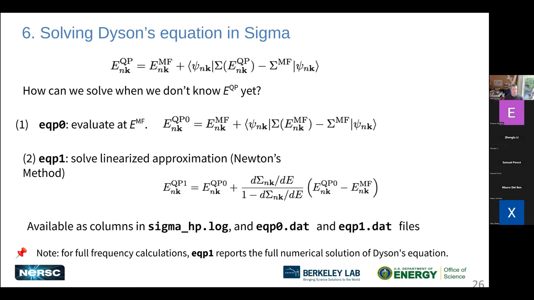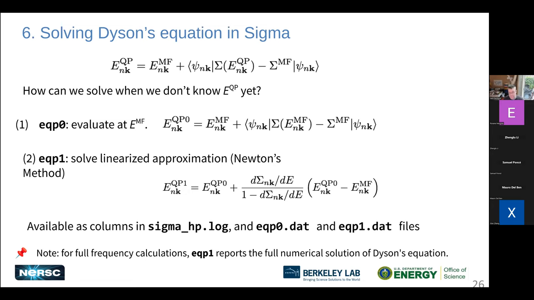When we solve the Dyson's equation in sigma, at the end of the day we want the quasi-particle band structure, the quasi-particle energies. We typically do this in a perturbation theory approach, where we start with the mean field. You can think of these as the DFT energies. And then we correct them by computing the self-energy of those wave functions minus what is referred to here as sigma mean field, which is essentially the VXC exchange correlation potential from the DFT calculation.